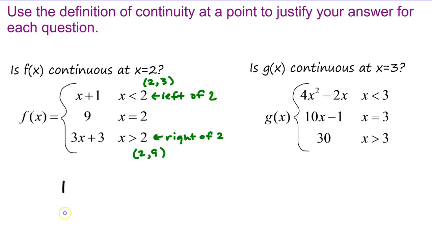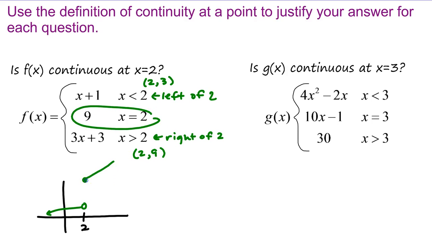So they're not coming together. We have 2. From the left side, we have (2, 3). From the right side, we have (2, 9). And also we have the point (2, 9). That's why I made it closed in. So no, it's not continuous. The left has to equal the right for it to be continuous. Let's try the next one.